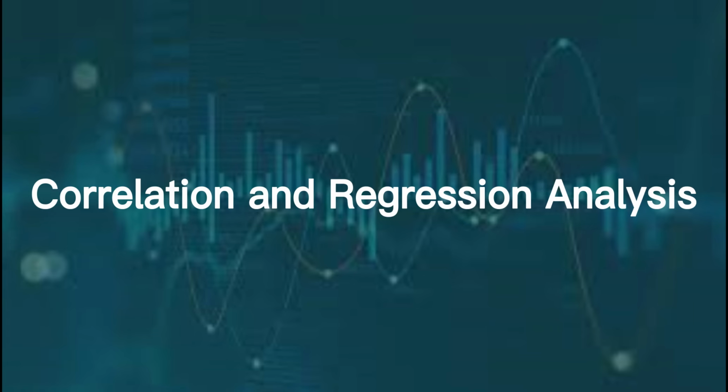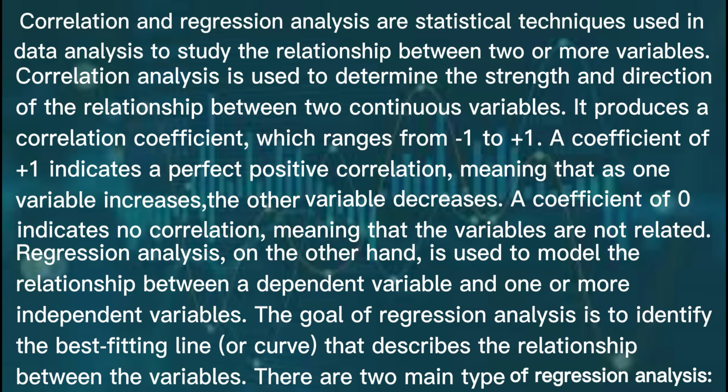Correlation and regression analysis. Correlation and regression analysis are statistical techniques used in data analysis to study the relationship between two or more variables. Correlation analysis is used to determine the strength and direction of the relationship between two continuous variables. It produces a correlation coefficient, which ranges from -1 to 1. A coefficient of 1 indicates a perfect positive correlation, meaning that as one variable increases, the other variable decreases. A coefficient of 0 indicates no correlation, meaning that the variables are not related.